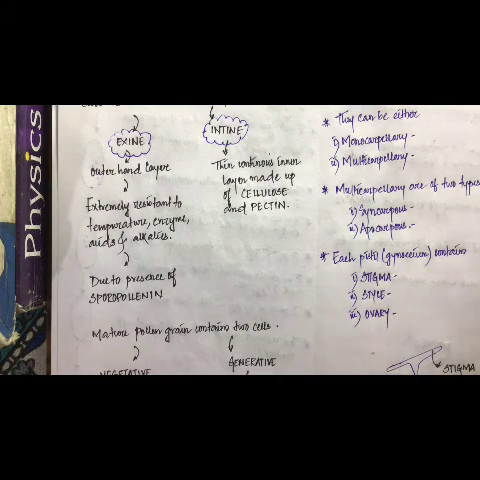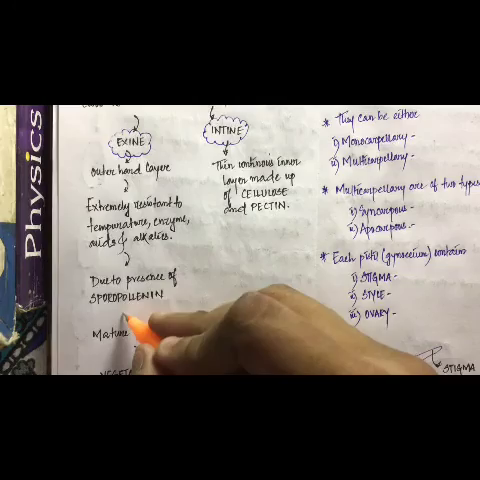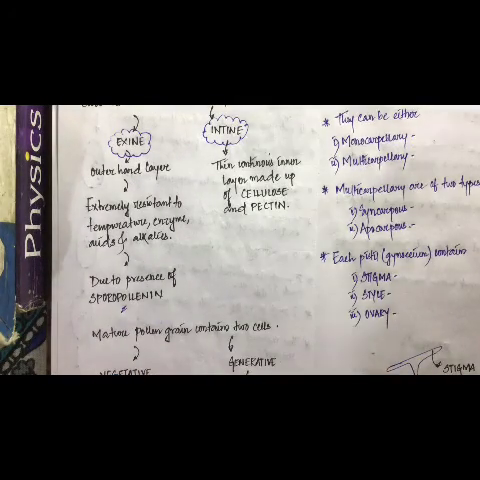Exine is the outer hard layer. It is extremely resistant to temperature, enzymes, acids and alkalis. So you have to remember that the outer layer of the pollen grain is called exine. Why is it resistant to these things? Because it contains something called sporopollenin. Sporopollenin is responsible for making the outer layer, the exine, hard and resistant to temperature, enzymes, acids and alkalis.